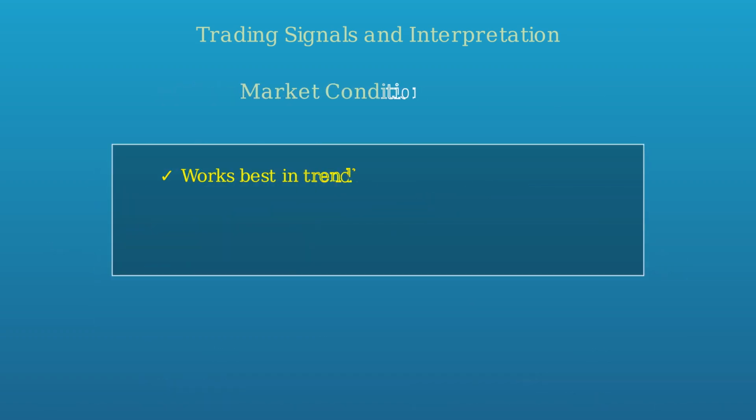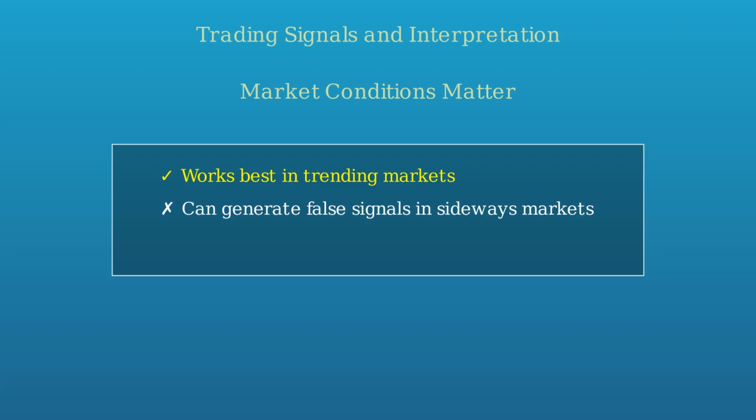It's important to understand that Parabolic SAR works best in trending markets. It can generate false signals in sideways or ranging markets, leading to potential losses. And it's generally less effective in choppy or highly volatile market conditions.